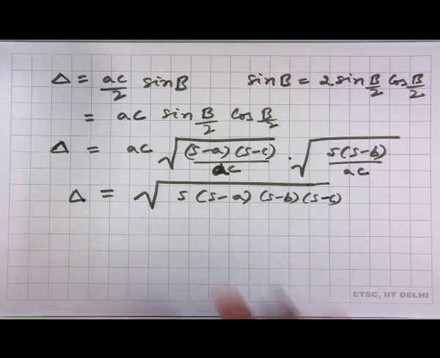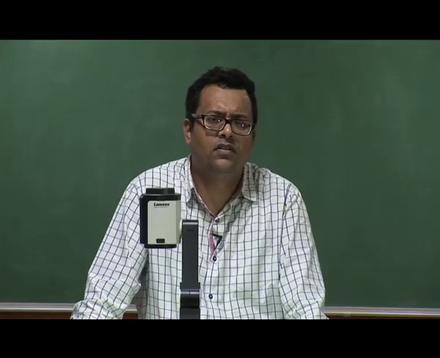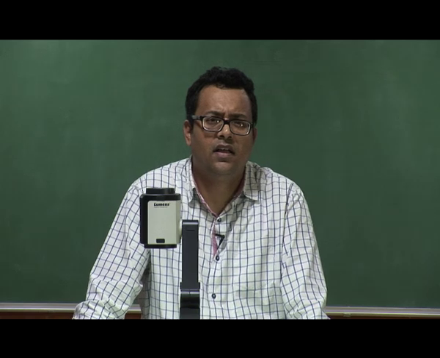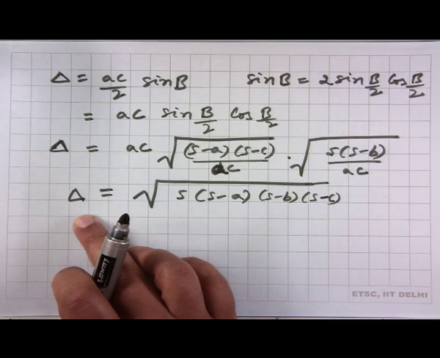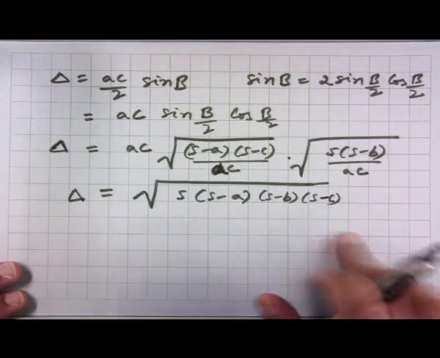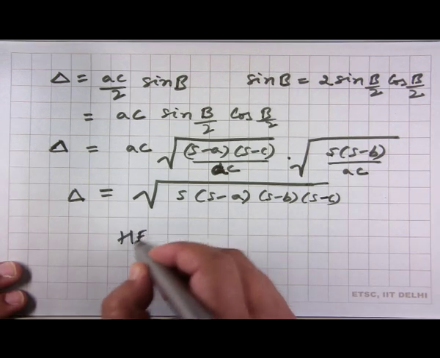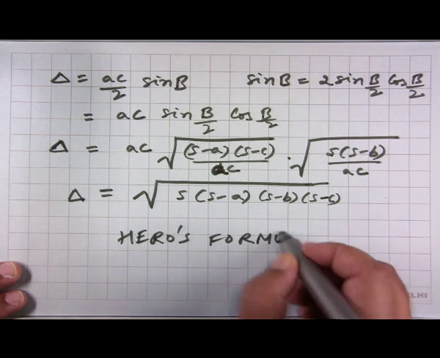So, if we are given the lengths of all the three sides of a triangle, then by using this formula we can find the area of the triangle. So, this formula is known as Hero's formula.